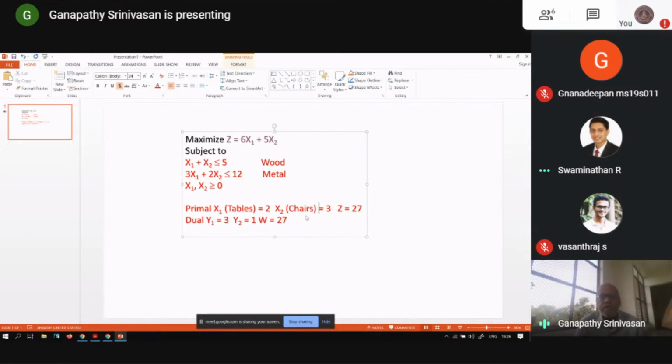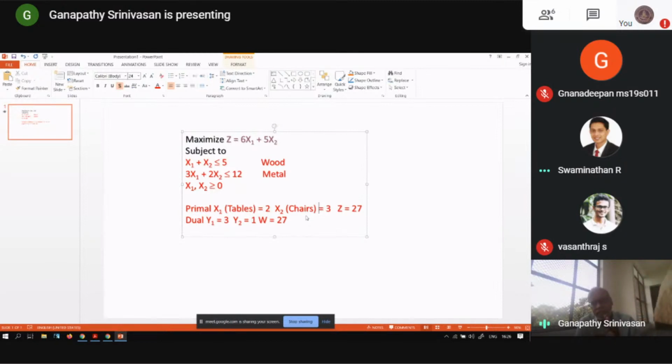The dual is trying to tell you what is the worth of wood and what is the worth of metal at the optimum. When you make 2 tables and 3 chairs and sell them for 27, what is the worth or price of wood and what is the worth or price of metal? That's the dual problem. Now if you solve the dual, the worth of wood is 3 and the worth of metal is 1.